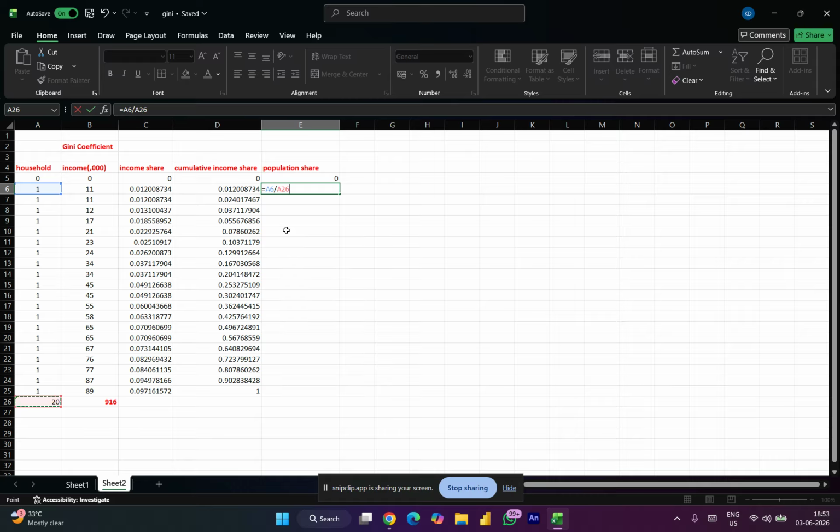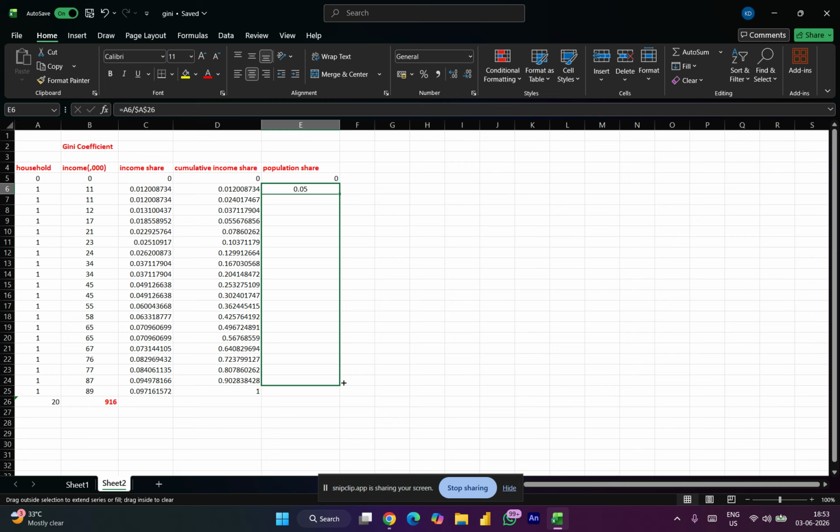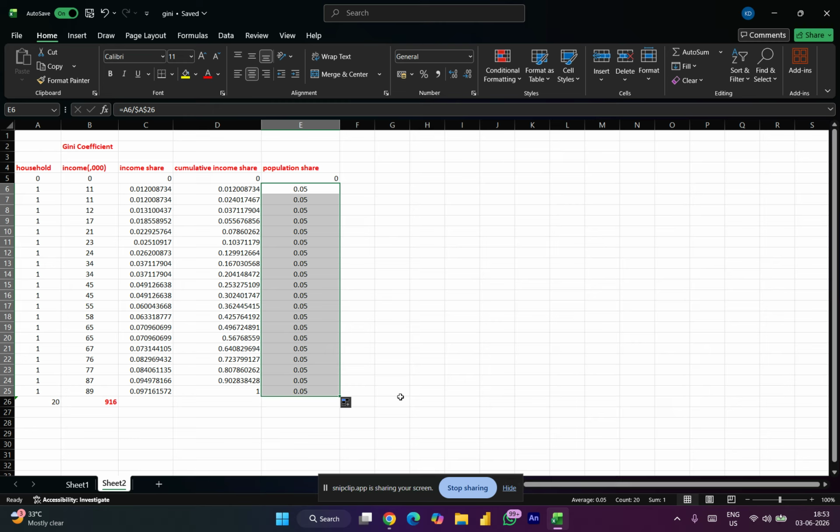Since this 20 will be used for each family, we put dollar A, dollar 26, dollar A, dollar 26. So this is the population share. The total population, or total households, is 20, or if you say individuals, 20 individuals are there. So 1 out of the total is 0.05.